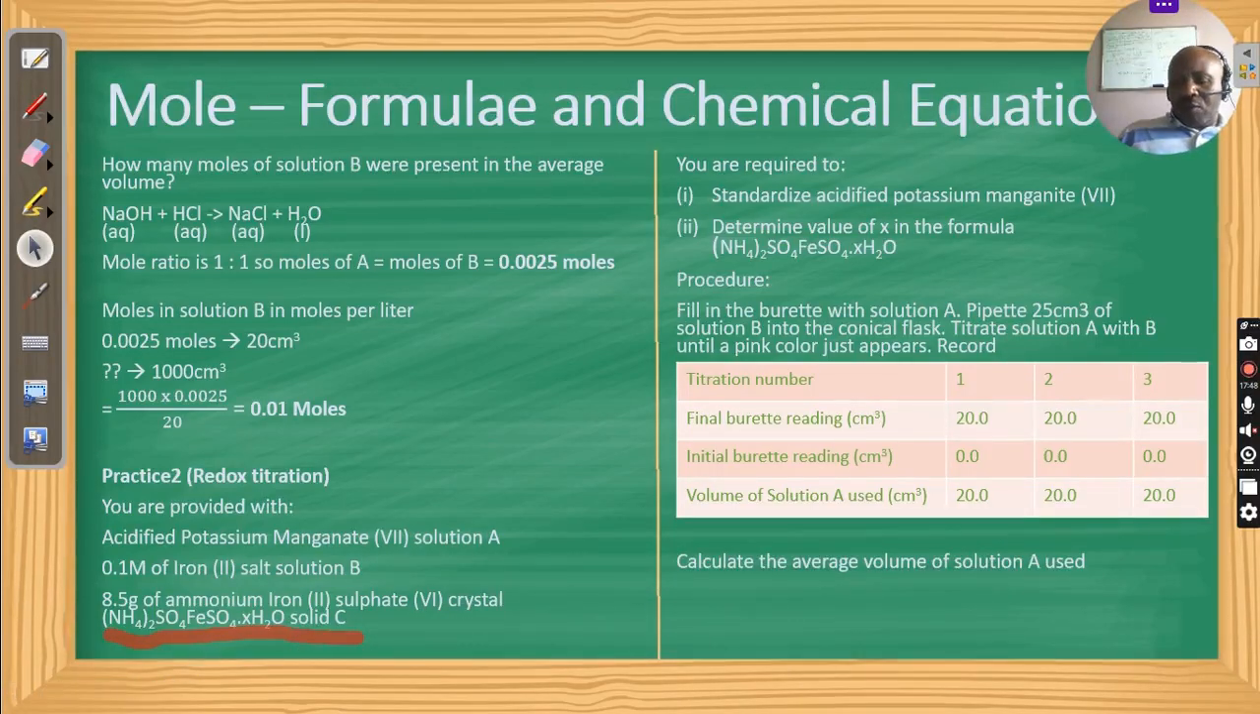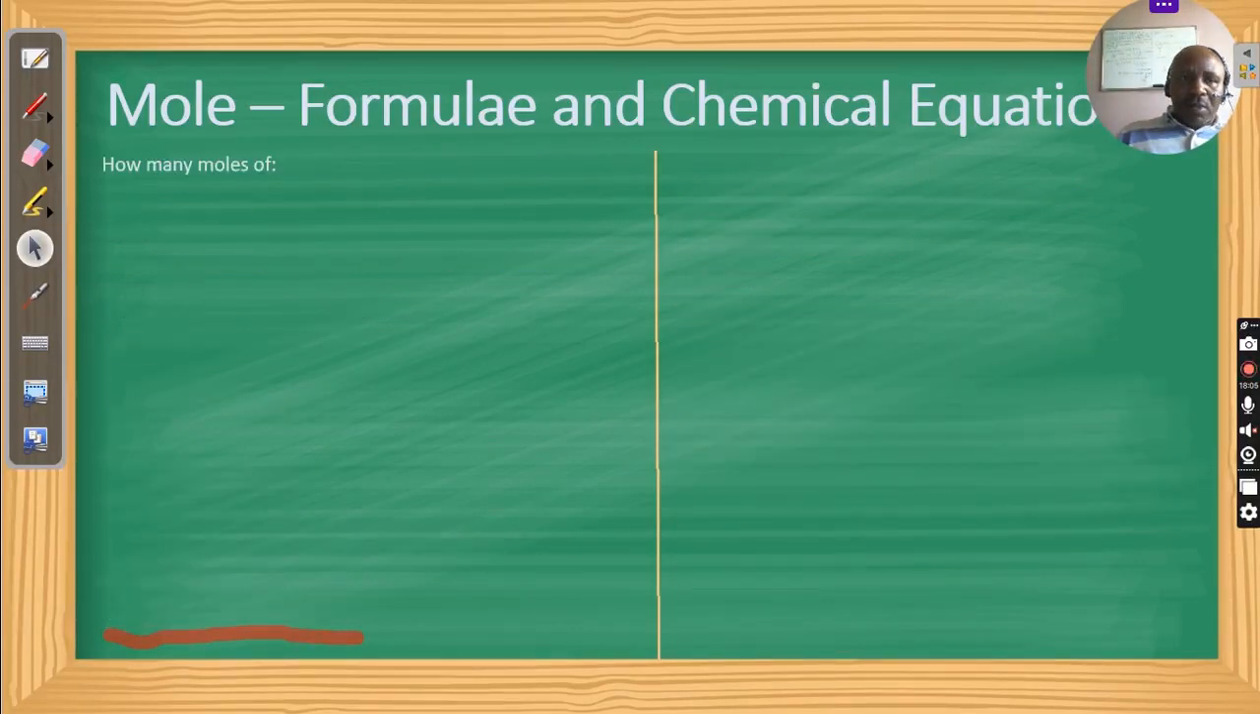Calculate the average volume of solution A that was used. Calculate the average of solution B. So what you do, you add the 3, you divide by 3, you get it to be 20 centimeter cubic. How many moles of solution B were present in 25 centimeter cubic?